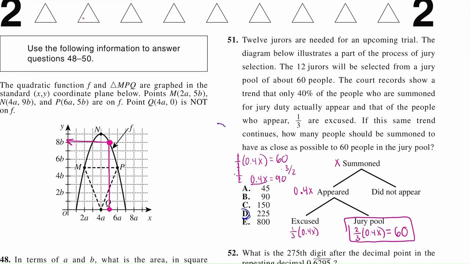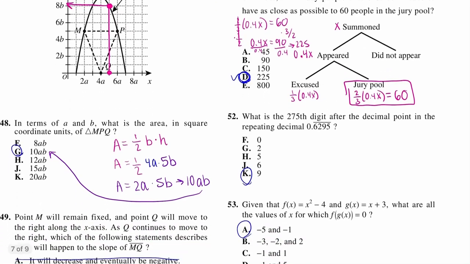And get rid of that 0.4 by dividing. So 90 divided by 0.4 is 225, which gets us letter D. That one's kind of confusing. I'm sure there's other ways to do it. That's just the way I see would be easiest.